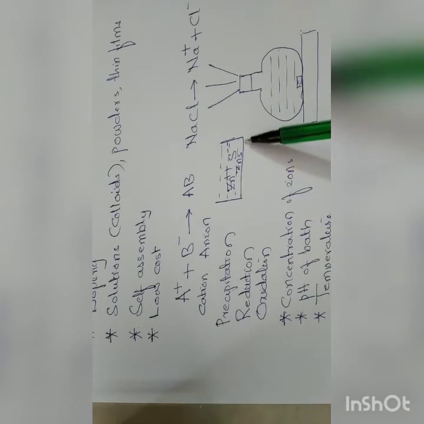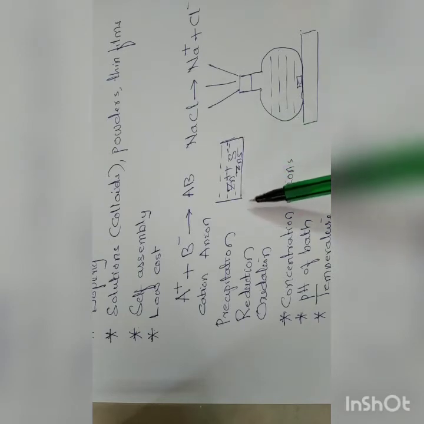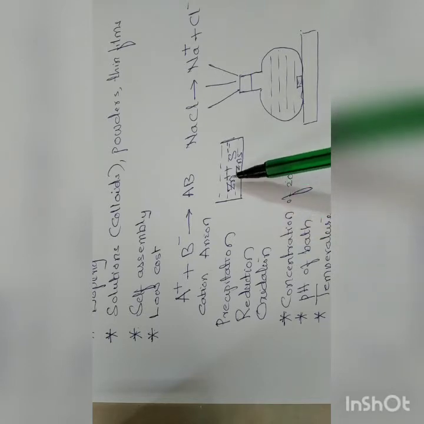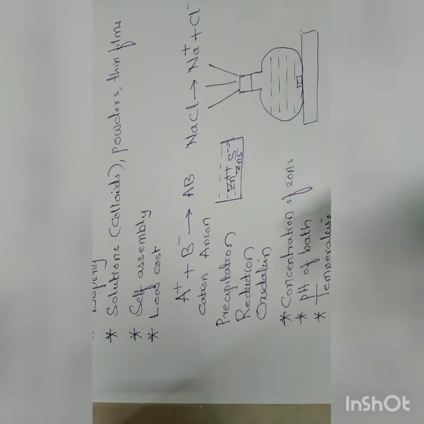Here, a very simple reaction has been shown. As I said, you take a solution of cations, zinc ions, Zn++, and a solution of sulfur ions, S minus minus. When you mix them, you will have zinc sulfide as a precipitate. By controlling conditions, you can have nanoparticles of zinc sulfide.